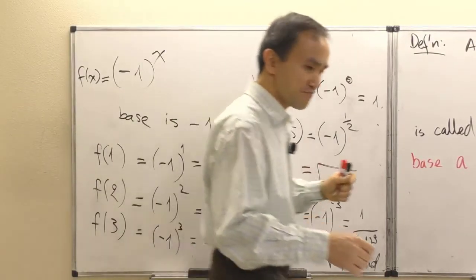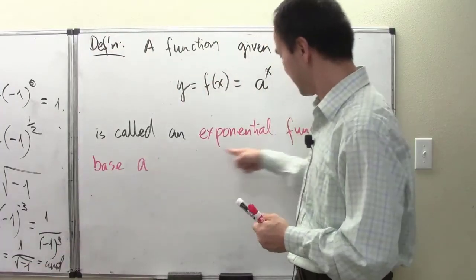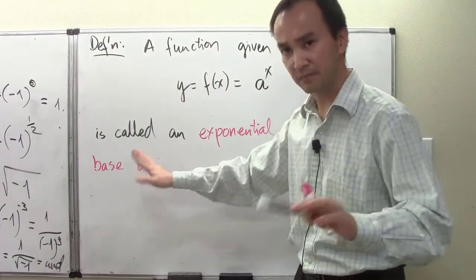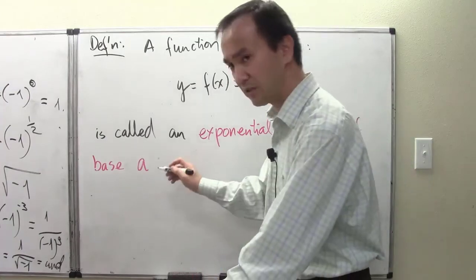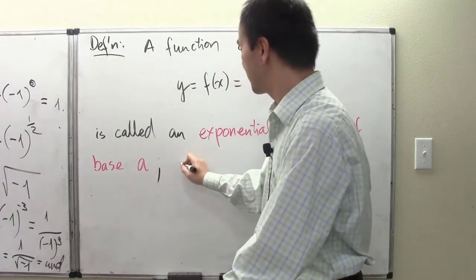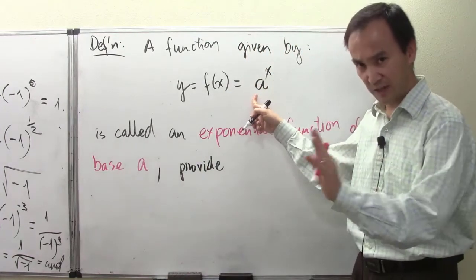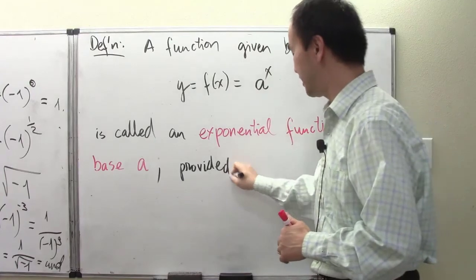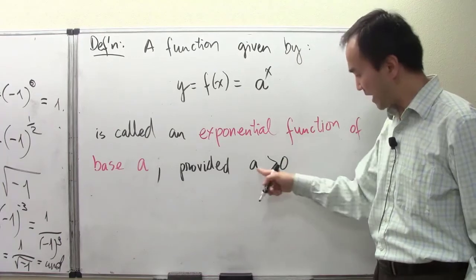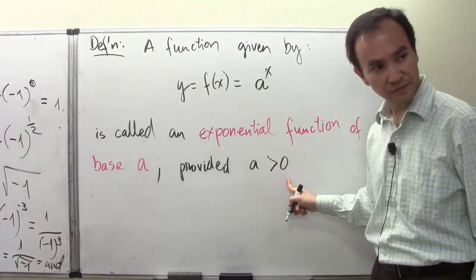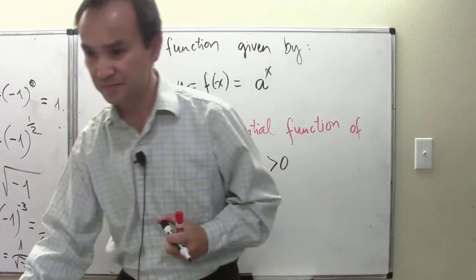And so now, back to an exponential function of base a, that definition that I paused in the middle. Now I'm going to come back and complete it. We only consider a function like that to be an exponential function anytime our base is a positive number, not even equal to 0, provided a, the base here, is a positive value, not even 0. So why is that?